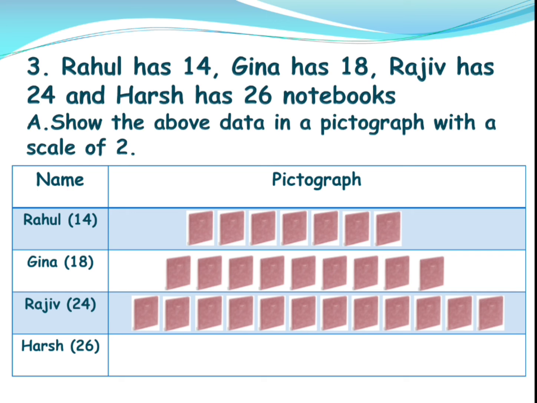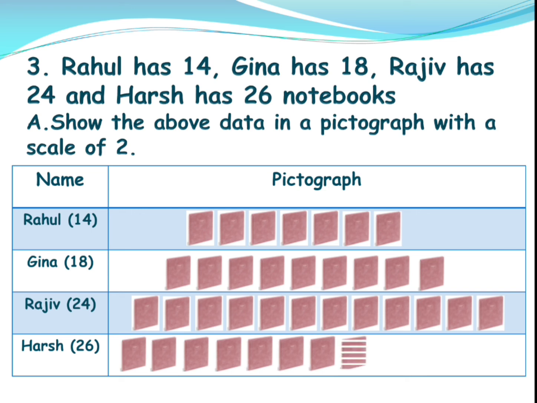Now Harsha has 26 books. Okay, so 26 means 13 you have to draw, isn't it children? So 13 books. Why 13? 2 13s are 26, isn't it? So 13 books. Why are we dividing by 2? Because the given scale is 2. That's why we are dividing by 2. Okay, so 13 books you will draw here.